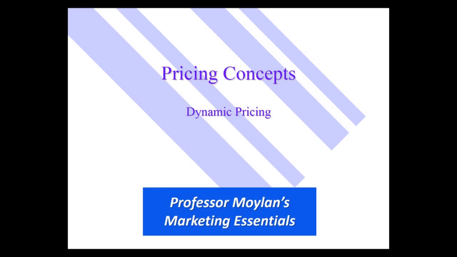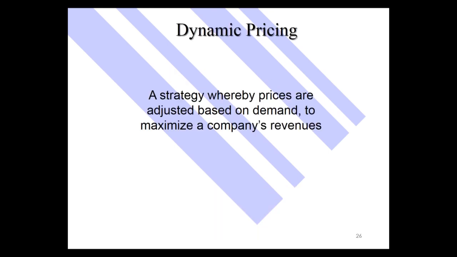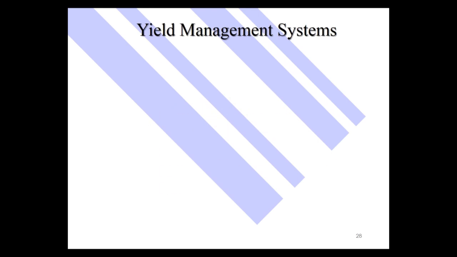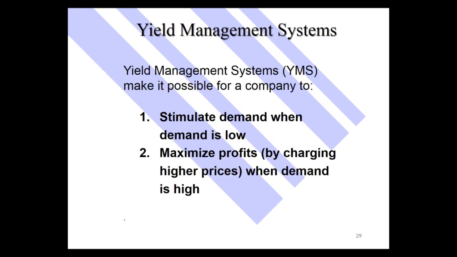In this module of Professor Moylan's Marketing Essentials, we get into dynamic pricing, and that is a strategy whereby prices are adjusted based on demand to maximize a company's revenues. Now, these are often called yield management systems. A yield management system makes it possible for a company to, one, stimulate demand when demand is low, and or two, maximize profits by charging higher prices when demand is high.